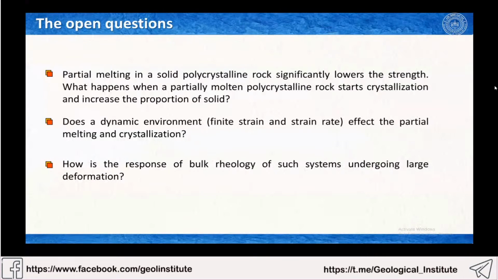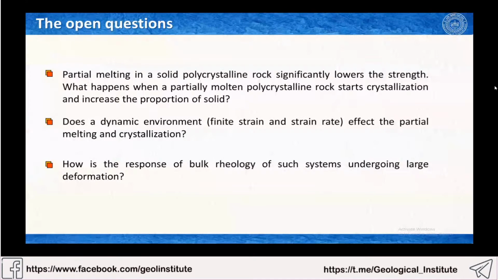But what happens if you slowly take out the water, or reduce the concentration of the partial melt, and then these rocks start crystallizing? We would like to see the entire picture: you have a solid rock, then you produce melt, and then again out of the melt you produce new crystals, and the rock again becomes a solid. So what is the entire behavior of this rock? Can we track this?